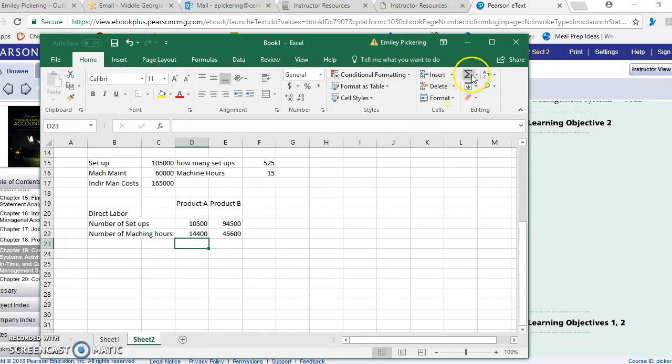So let's go ahead and find the cost. 24,900 for product A and 140,100 for product B. The last piece of this is to figure out what it is per unit. I'm just going to take this cost and divide it by the 200 units that A is making, and take this cost and divide it by the 300 units of product B. So cost per unit for product A is $124.50, and for product B, $467.